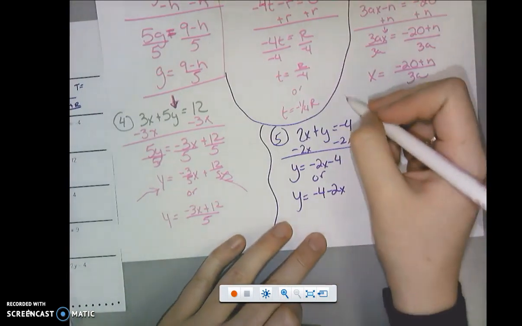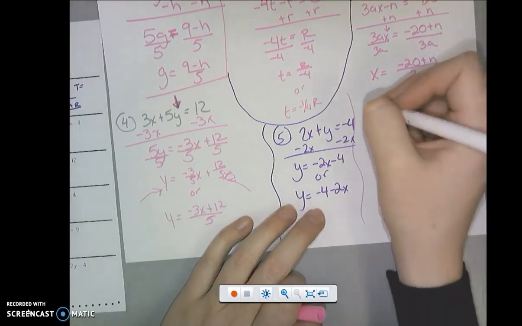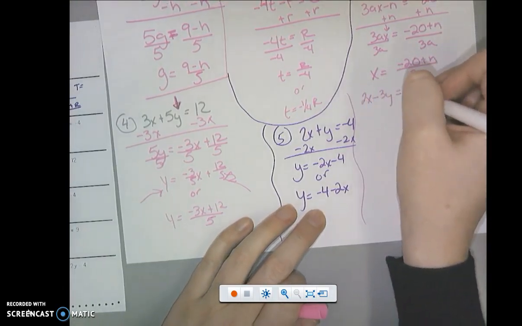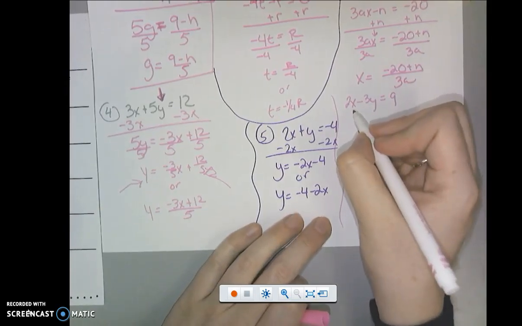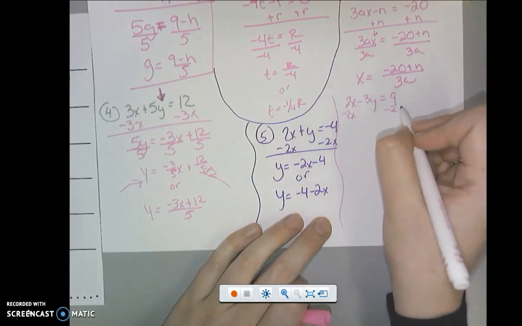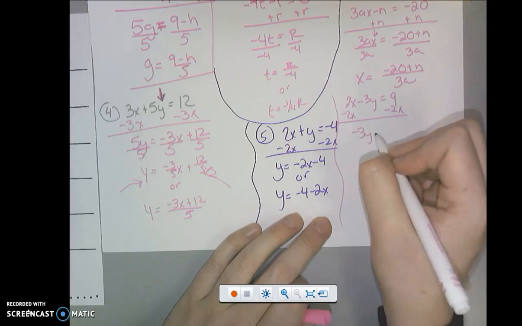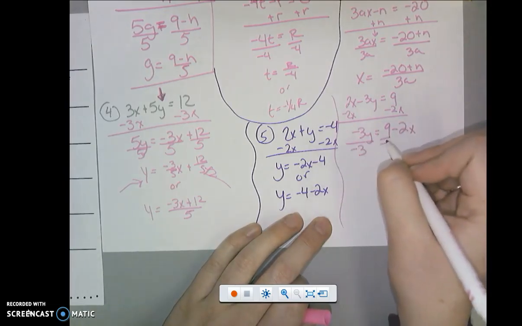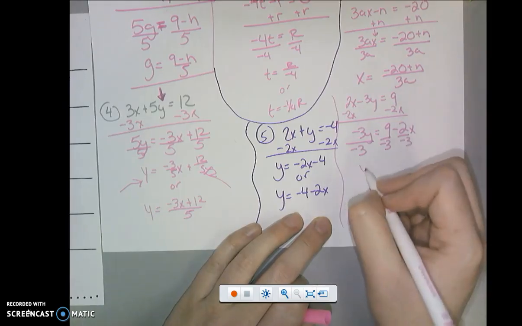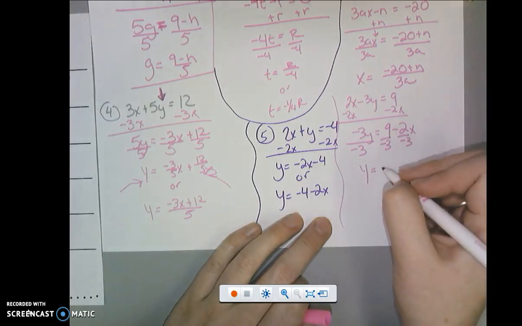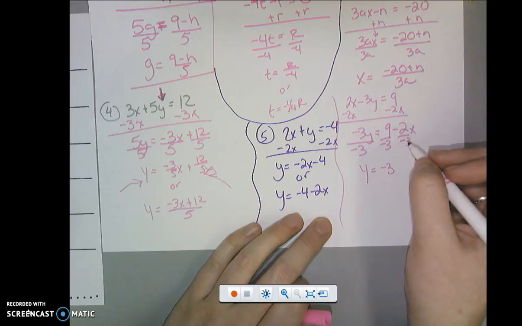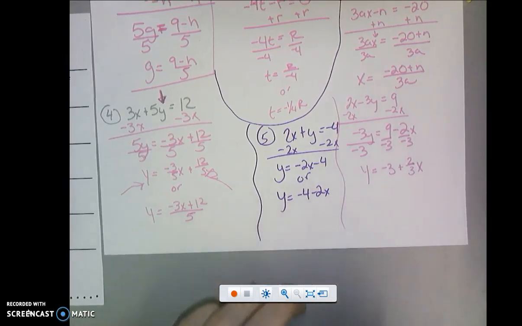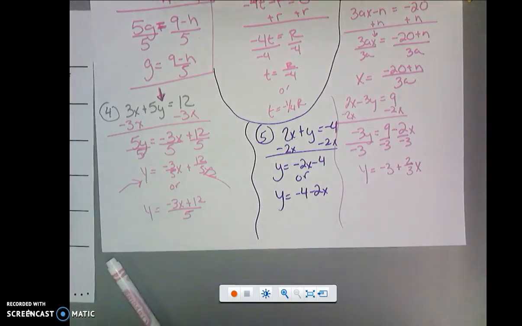For 6, we have 2x minus 3y equals 9. We want to solve for y again, so minus 2x. Negative 3y equals 9 minus 2x, divided by negative 3. I'm going to divide everybody by negative 3. So 9 divided by negative 3 is negative 3. Negative 2 divided by negative 3 would be a positive 2/3 x. Fractions are our life sentence here.